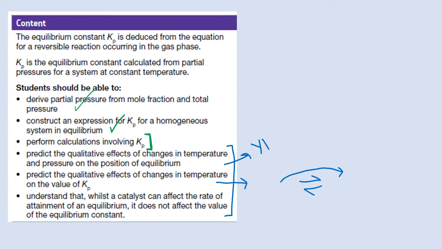Right, and the very last bullet point, understanding that whilst a catalyst can affect the rate of attaining equilibrium, it does not affect the value of the equilibrium constant. Again, that comes straight from equilibrium in year 1 when you do Kc. Kc is only affected by temperature. Temperature is the only thing that affects Kc, and it's exactly the same with Kp, which is why we have to make predictions. So we're going to look at these 2 bullet points on the next slide, okay?